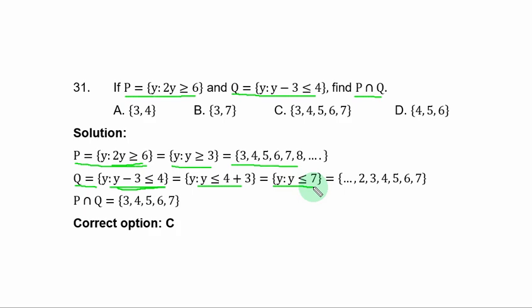So the next thing is to check the common elements to set P and Q. Intersection is the common element. If you check very well, you see that 3, 4, 5, 6, and 7 are common elements to set P and Q. That becomes the intersection. C is the correct option.